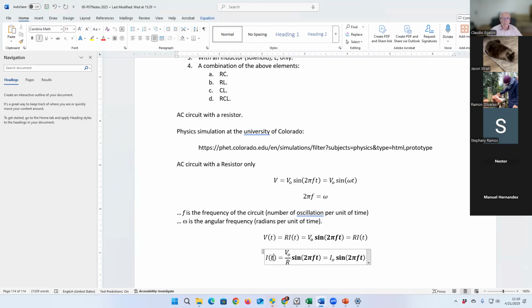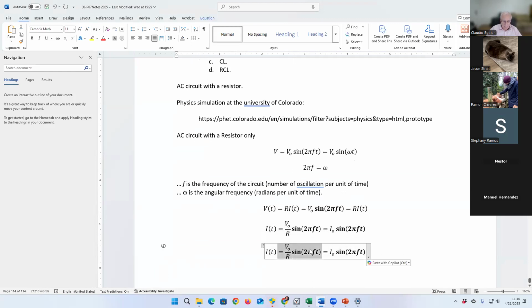V naught over R sine 2 pi ft. Okay, what you have to note: I'm going to put the current and the voltage side by side. Here you go. Current and the voltage, not side by side, but one on top of the other, right? Here you go. And I'm going to put the function of time here as well.